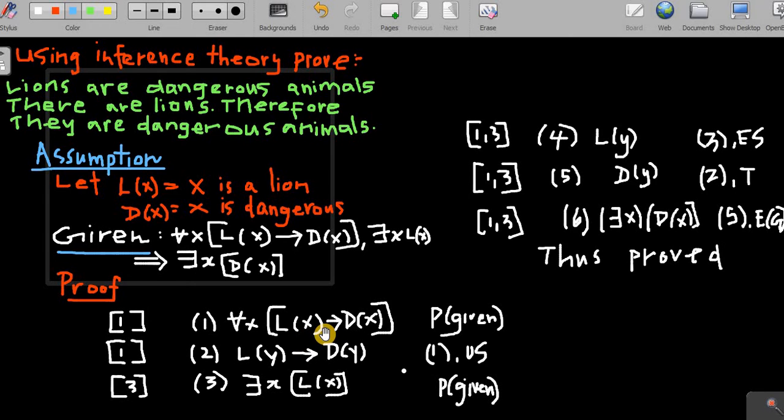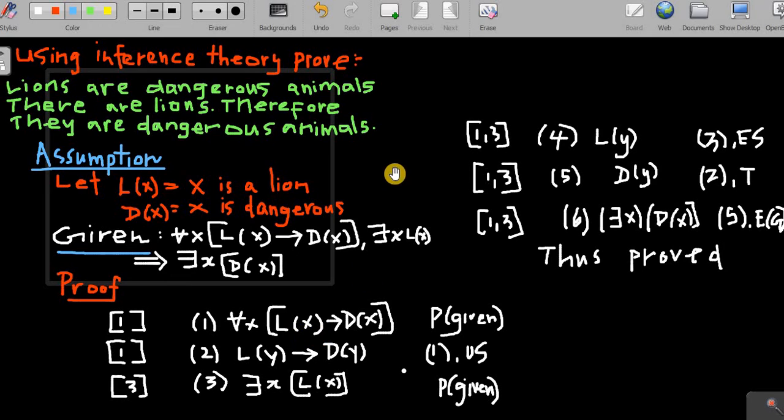So as a third step, I am using the first rule in the inference theory: I can introduce a premise at any stage. So the premise for us is there exists x, L of x. I am introducing it now. There exists x, and for that x, it is a lion. Thus I am getting the third step.